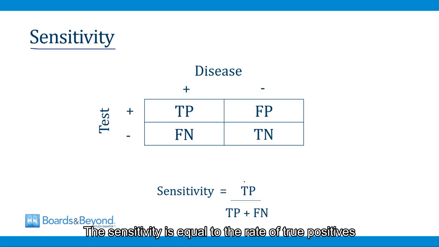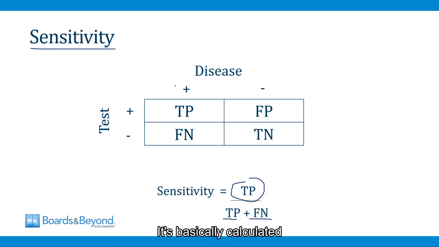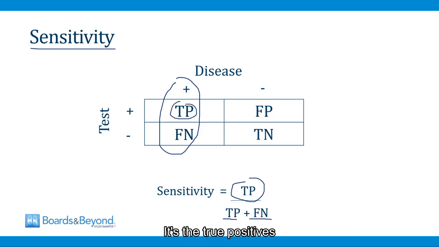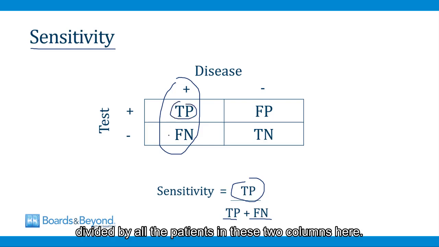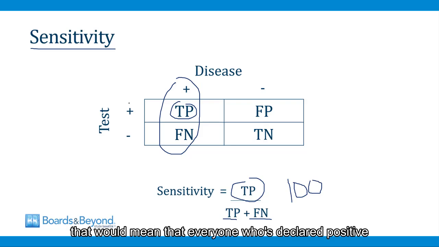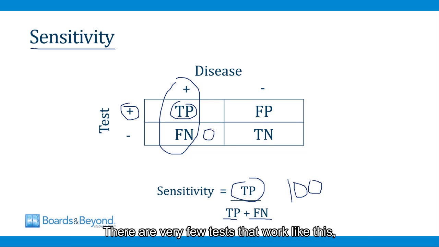The sensitivity is equal to the rate of true positives divided by true positives plus false negatives. It's basically calculated with the numbers found in this column right here. It's the true positives divided by all the patients in these two columns here. And so if a test had a sensitivity of 100%, that would mean that everyone who's declared positive by the test is a true positive, and there are 0 false negatives. There are very few tests that work like this, but that would be what a sensitivity of 100% would look like.